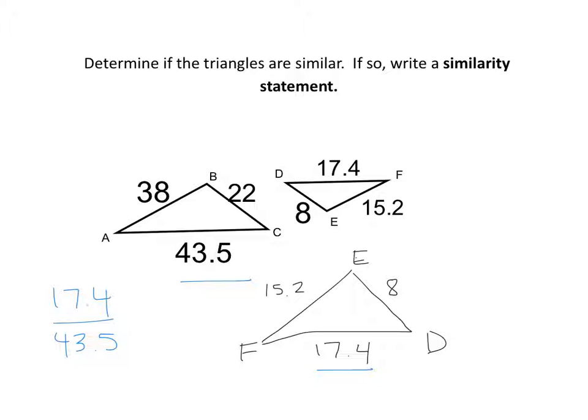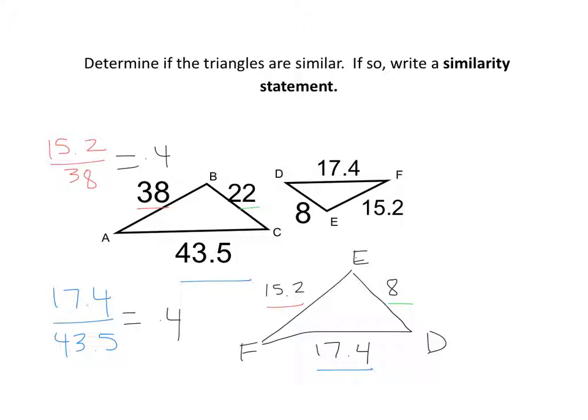So 17.4 over 43.5 simplifies to be 0.4. And if I look at side 15.2 here, that matches up with the 38. So 15.2 over 38 simplifies to be 0.4, but it's always good to check all three sides because you never know if just one side might not be the same as the other sides.